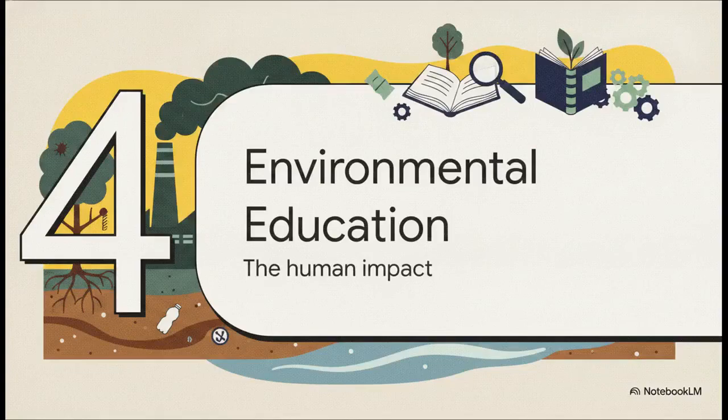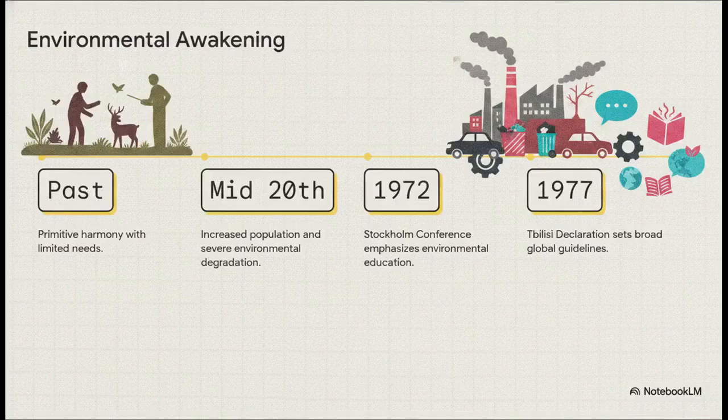Next up is Section 4. What is environmental education? So historically, humanity's limited needs allowed for a sort of primitive, natural harmony with these massive environmental systems. But as industrialization accelerated and population growth exploded, that balance shattered. We fundamentally altered the chemical makeup of our atmosphere and hydrosphere. This unchecked degradation forced a global awakening, which really crystallized during the 1972 Stockholm Conference.